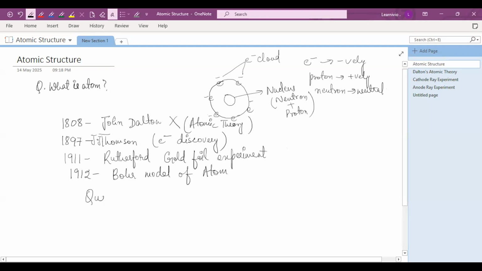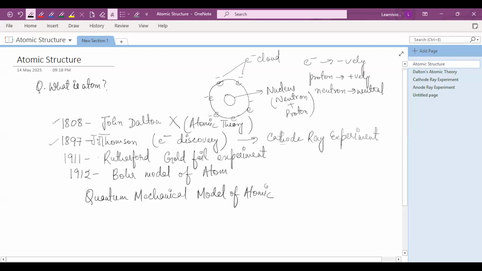Now we read about the quantum mechanical model of atom. So see, this John Dalton atomic theory, J.J. Thomson, which discovery of electron, which was done by cathode ray experiment. We will discuss it in detail. What was cathode ray experiment? Then after that, gold foil experiment in 1911, after Bohr model of atom.